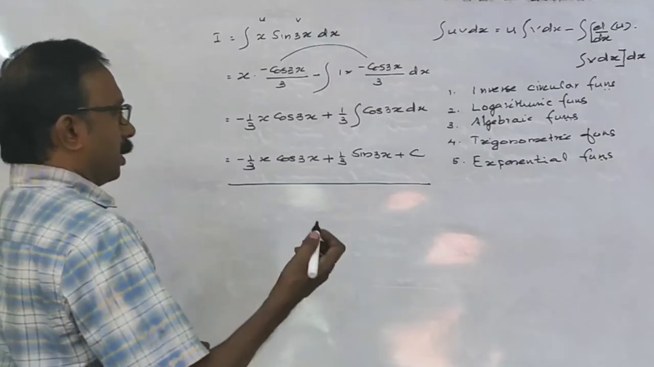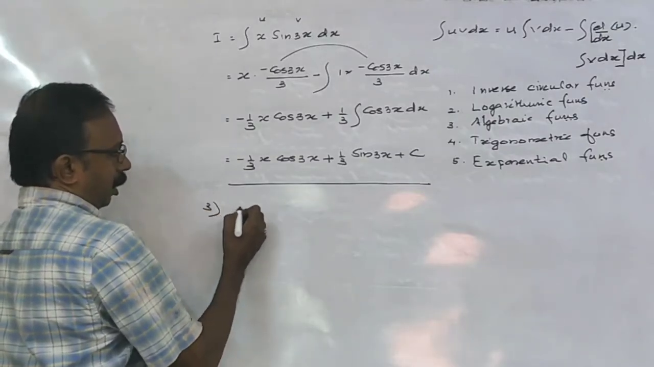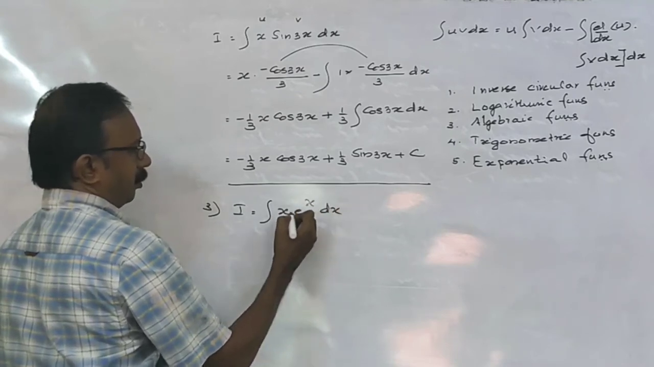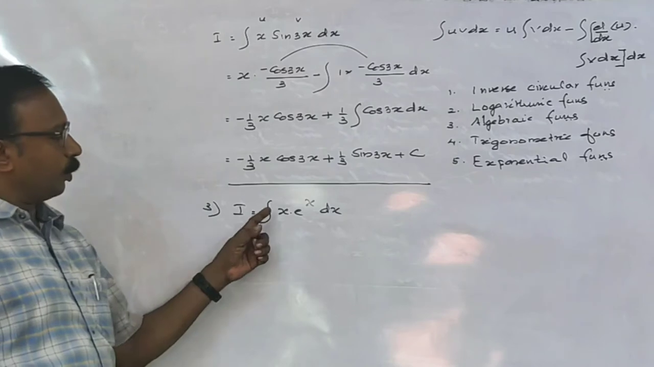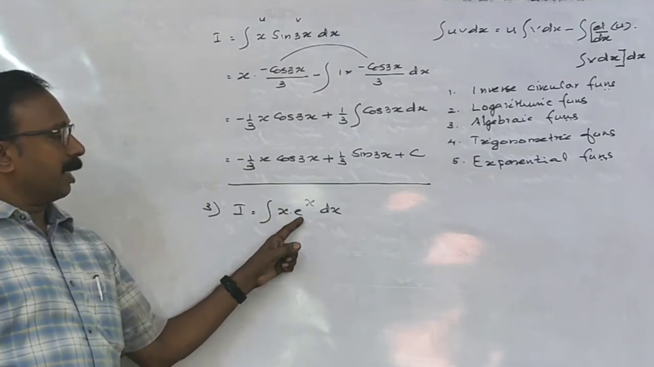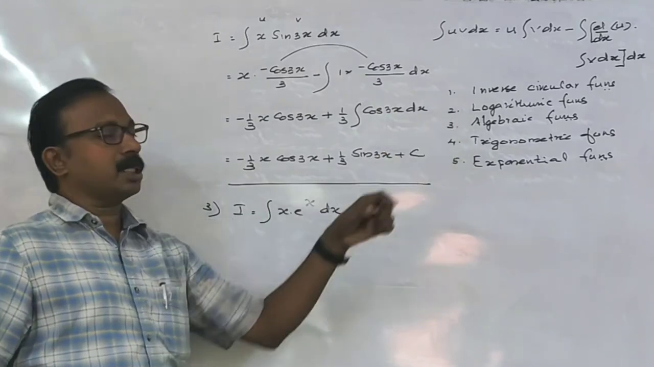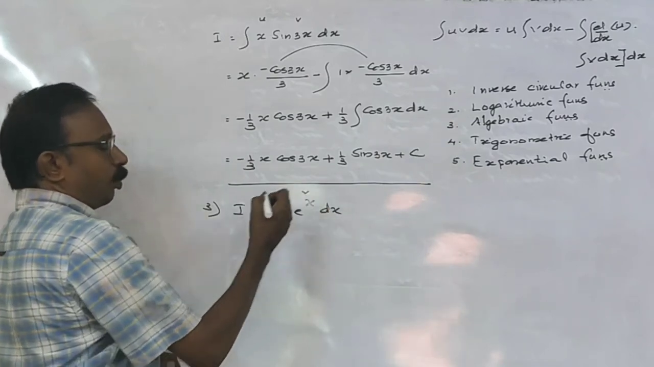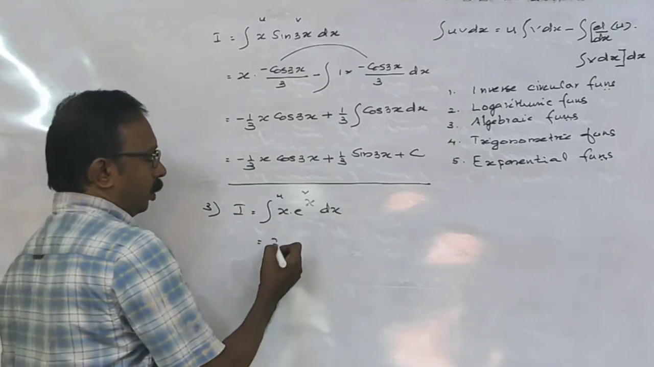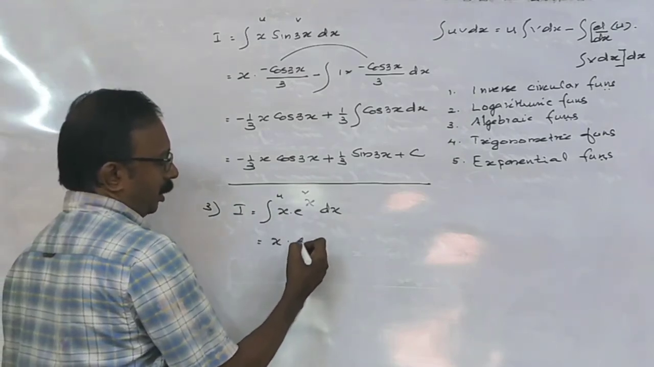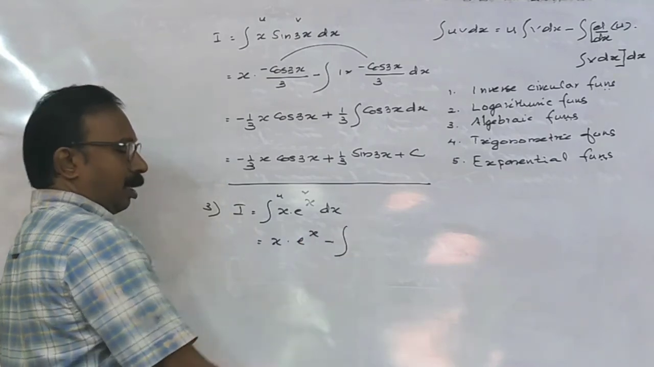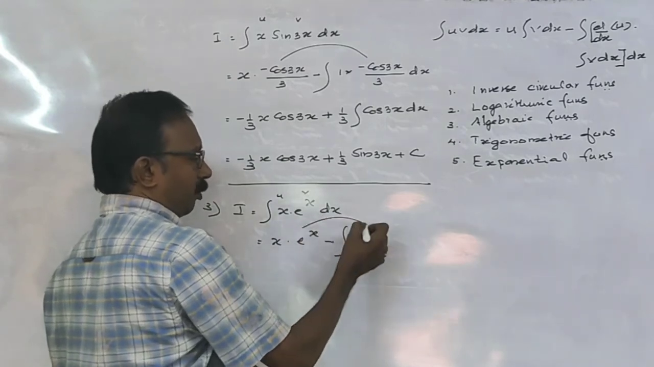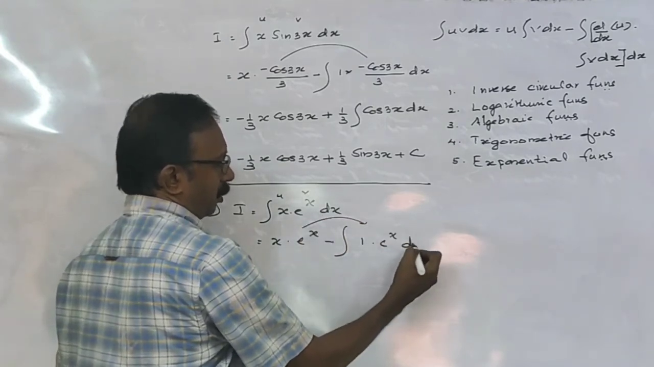Okay. Let us discuss another question. I is equal to the integral of x e raised to x dx. Here also, x is the algebraic function, e raised to x is the exponential function, so the precedence goes to algebraic, so this is u, this is v. First function u, integral of the second is e raised to x, minus the integral of the derivative of the first function, that is the derivative of x is 1, into the integral of the second function e raised to x dx.